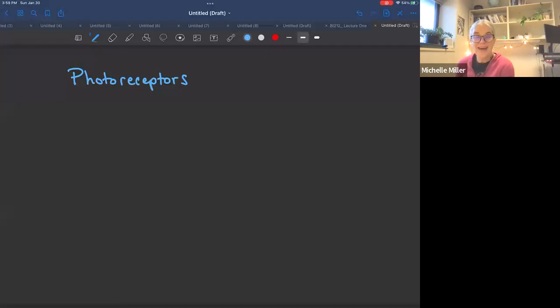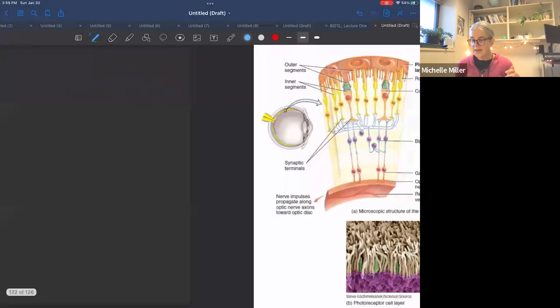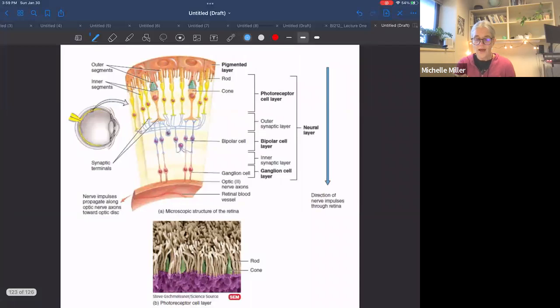Our retina has two different types of photoreceptors. We have the rods, and then we have the cones. They're called rods and cones based upon their shape. If we look at a diagram of this, the rods are rod shaped like that, and the cones have more of a cone shape to them.